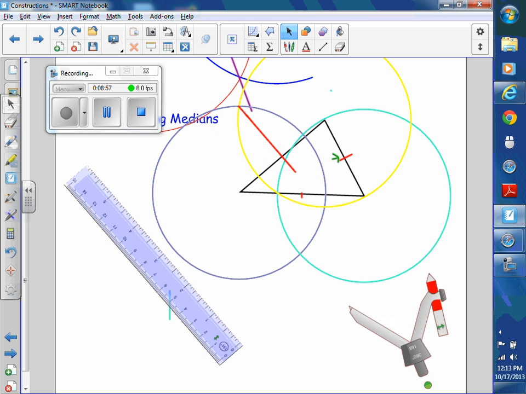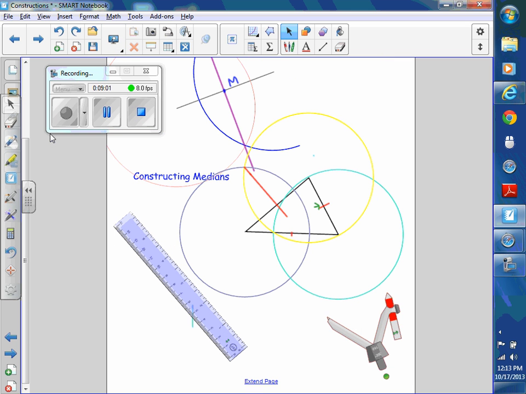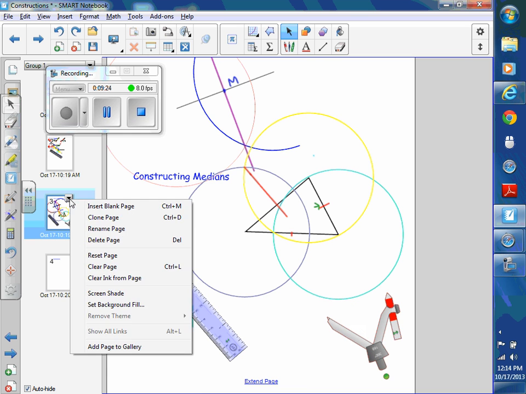We got that? Okay, so if I zoom out a little bit, maybe you could see there's 3 circles. They're all the same size, and they're centered at the 3 vertices. And then if you look back at them, you just find the intersection point formed by each circle pair. And now I have 3 midpoints of the triangle. So I'm going to do something here. I'm going to clone this page.